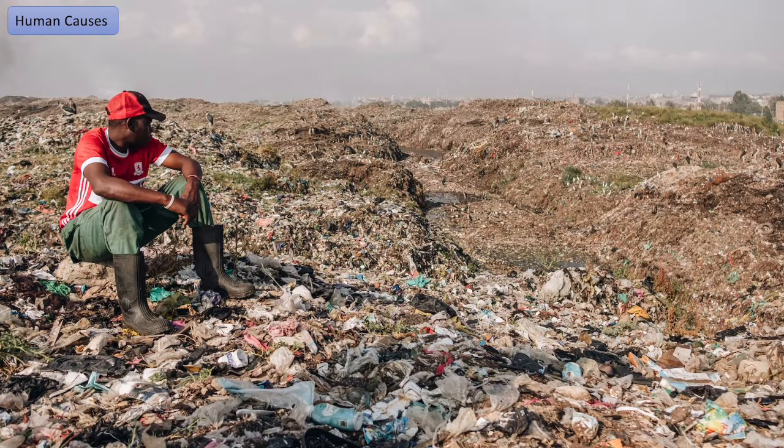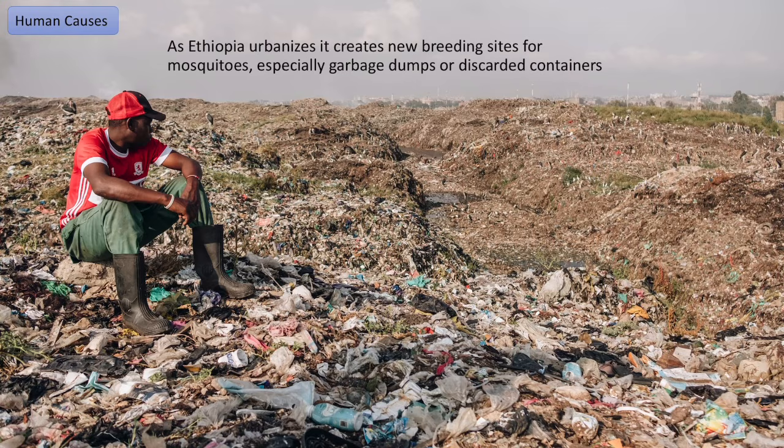One other key area that's slightly different to what we talked about so far is that Ethiopia is a developing country, and as it starts to urbanize and have bigger urban populations, we get new breeding sites in those urban areas. Garbage dumps are a prime location for mosquitoes to breed in. Also discarded containers. If there are water buckets outside people's houses, we get more of these as there are more people, and therefore there are more sites for mosquitoes to breed in.